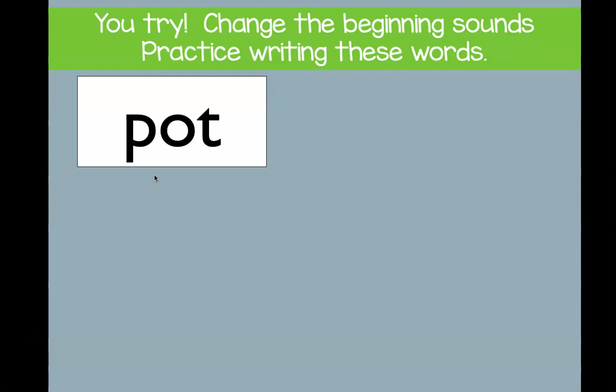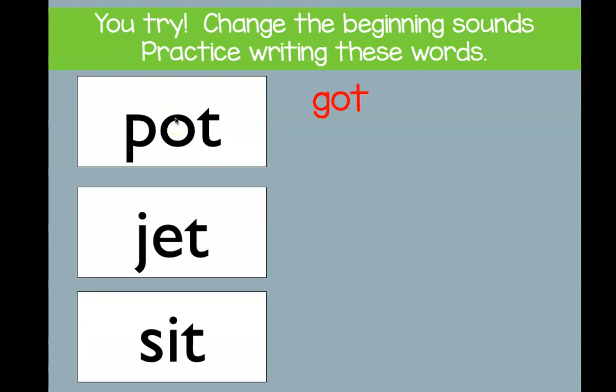All right, let's see what you came up with. All right, so we have pot. What if we change P to a G? We've got got. Or we could change it to a T and we've got taught. Or we get super fancy and put sp in front of ot. Spot. Or we could change the P to an L and you've got lot. Did you do any of those words? Super job.